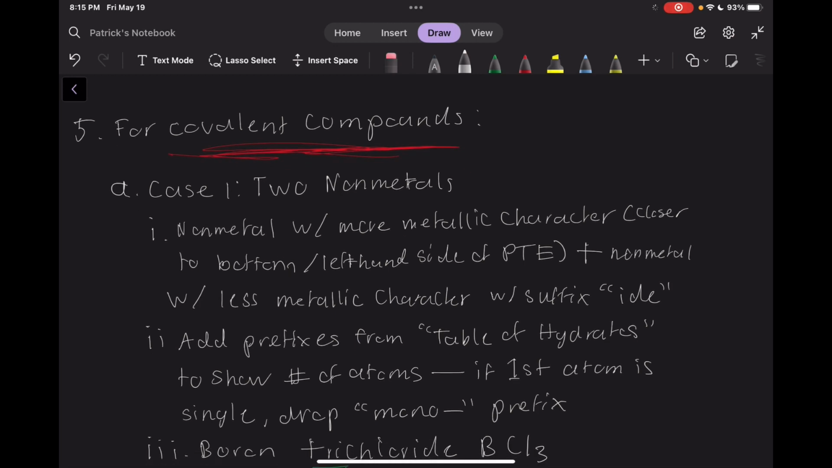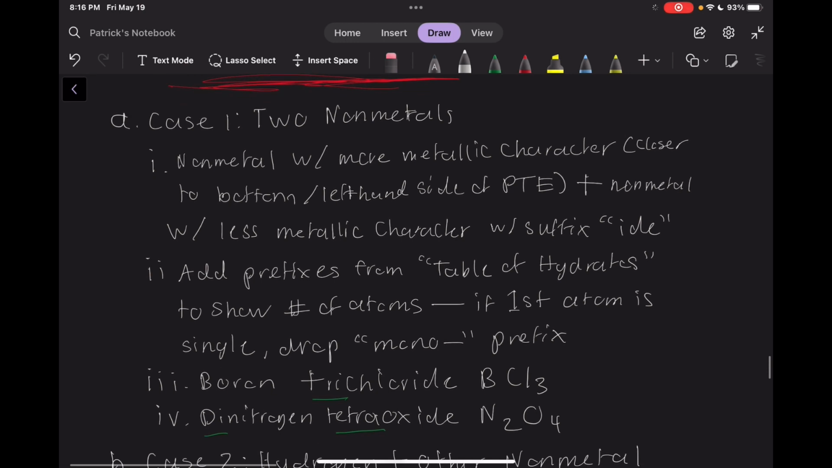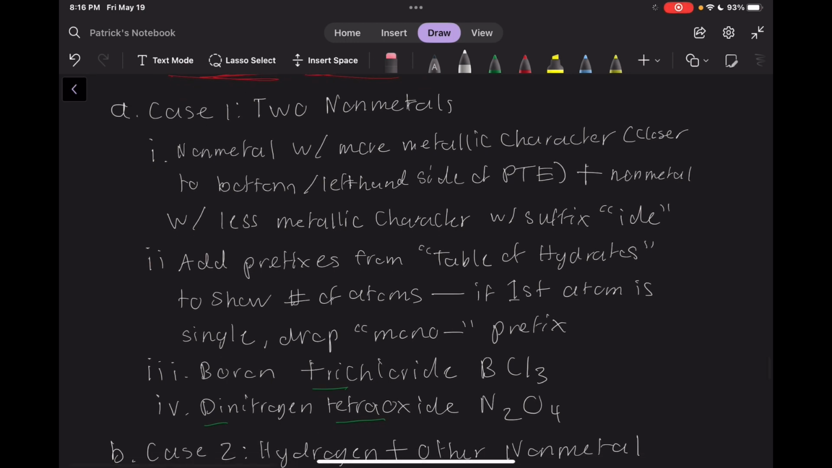Now that we've talked about naming ionic compounds, we of course have to talk about naming covalent compounds. Fortunately for us, there are only 3 cases of covalent compounds instead of 4. Let's begin with case 1, which are compounds composed of 2 nonmetals. The hardest part of naming such compounds is figuring out which one is named first.